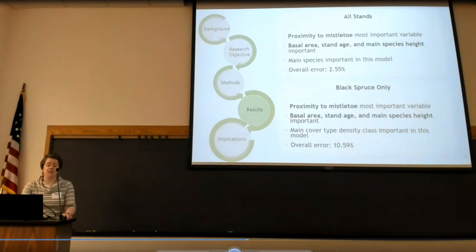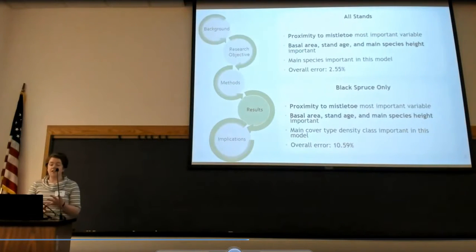So to get a little more into that, proximity to mistletoe was the most important variable by both metrics in both models. But basal area, stand age, and main species height were also important. When we looked at all 4 stands, the main species was important. It's black spruce, where dwarf mistletoe occurs. But then once I selected just for the black spruce, the main cover type density class was one of the most important variables. So black spruce is important, but then once you get within that, the density. And I also have the overall error rates up here, which, considering the size of the data, are pretty reasonable.